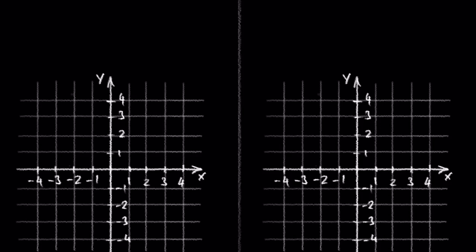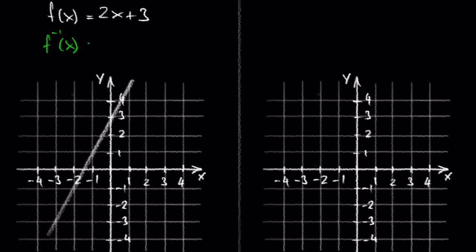Recall the fact that the ordered pairs of the inverse function are the reverse of those of the original function. So when we look, for example, at the graph of the function f of x equals 2x plus 3 and its inverse function f inverse of x equals 1/2 times x minus 3/2, their graphs are mirror images with respect to the graph of the line y equals x.